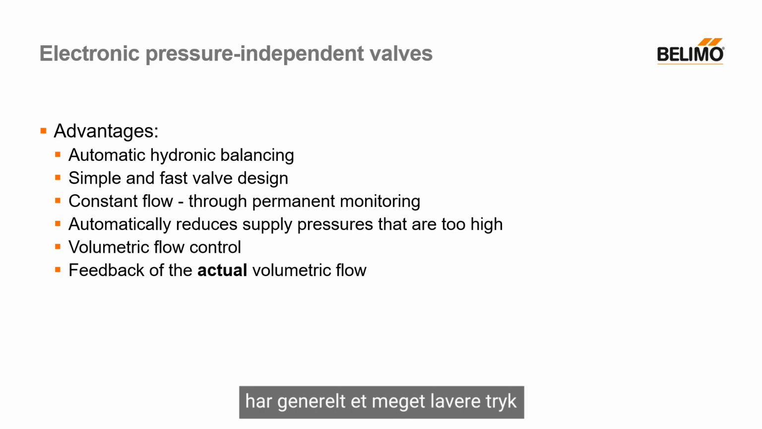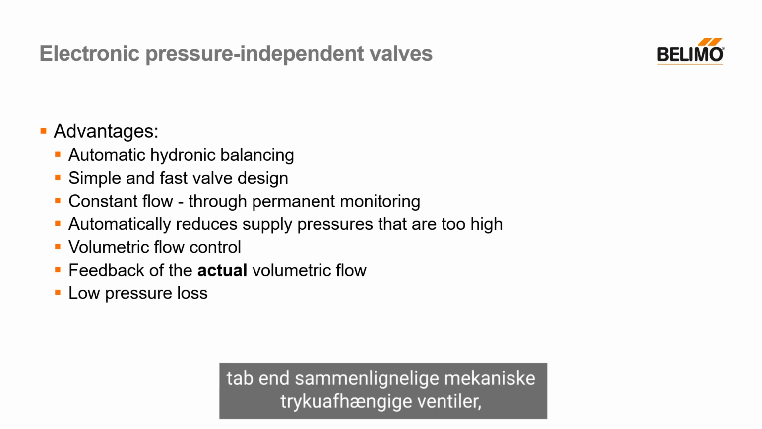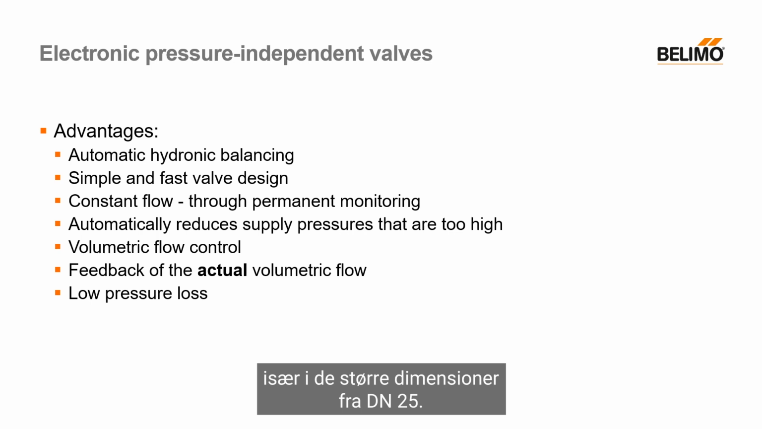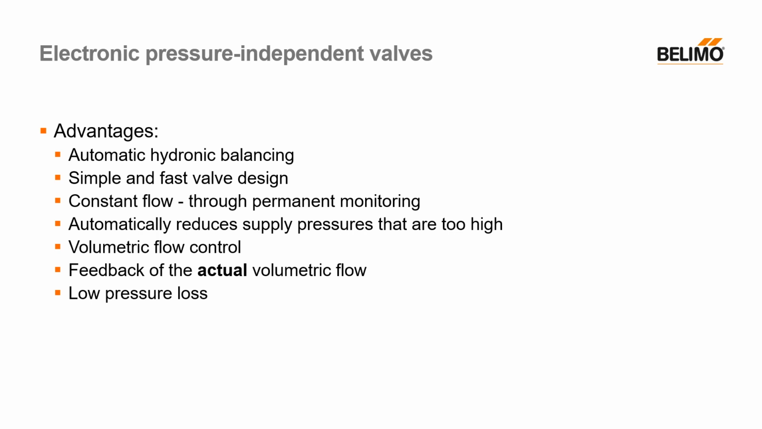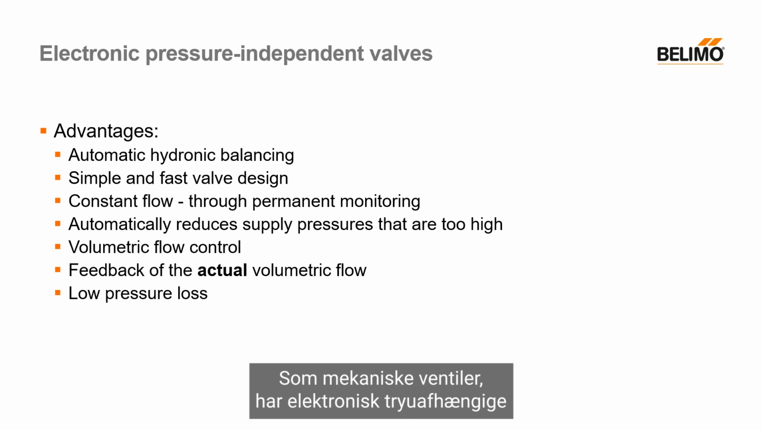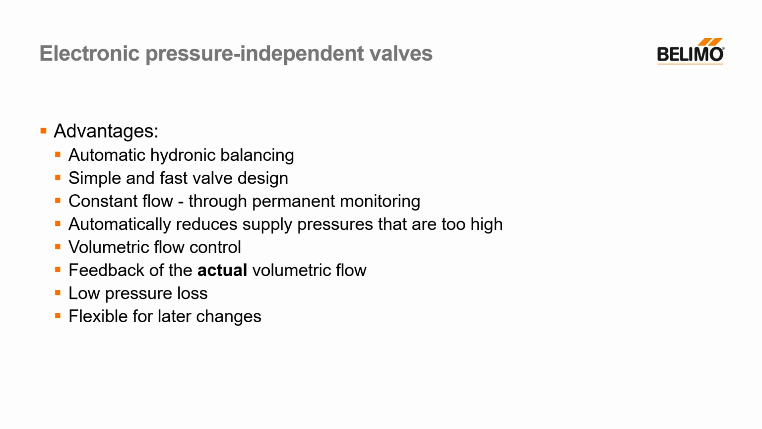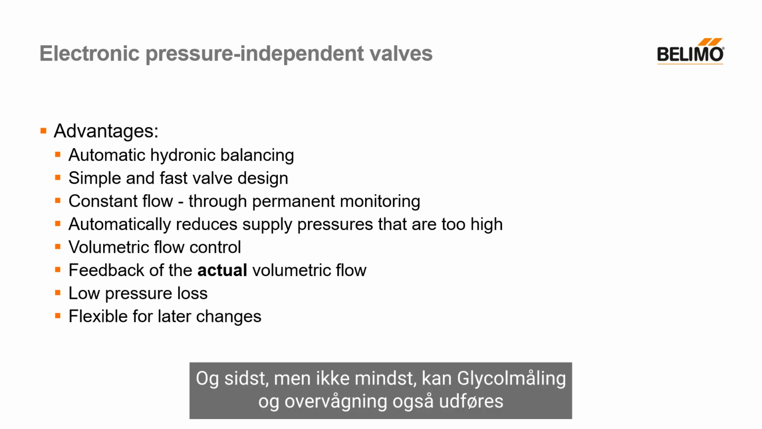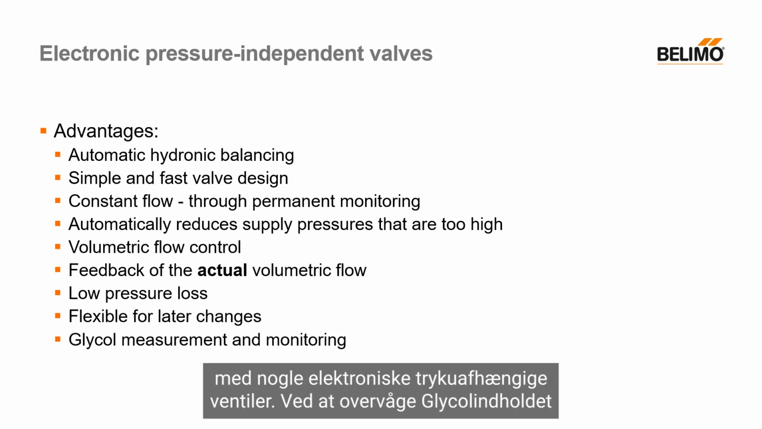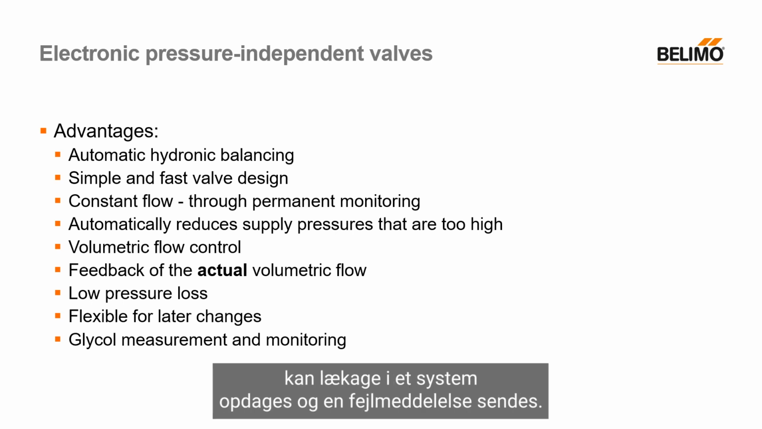Electronic pressure-independent valves generally have a much lower pressure loss than comparable mechanical pressure-independent valves, especially in the larger dimensions from DN25. Like mechanical valves, electronic pressure-independent valves have the great advantage of being very flexible regarding subsequent changes. And last but not least, glycol measurement and monitoring can also be performed with some electronic pressure-independent valves. By monitoring the glycol content, leakage in a system can be detected, and a fault message sent.